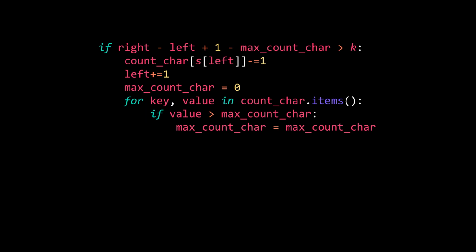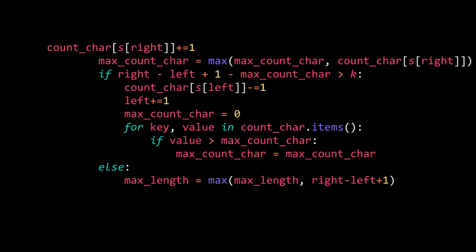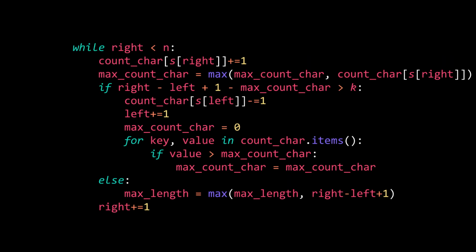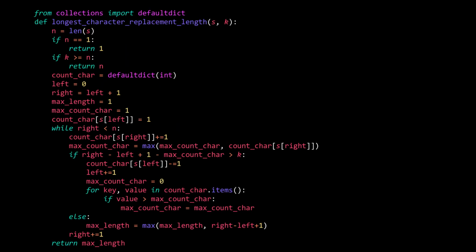But if that's not the case and our window is valid, then we consider the length of the window and update our maximum window's length, if it was more than the previous max length. Right minus left plus 1, which is the window size, is compared to the previous max length we have encountered. At the end of every cycle, we increment the right pointer to move the window forward, and in the end, we just return the max length.